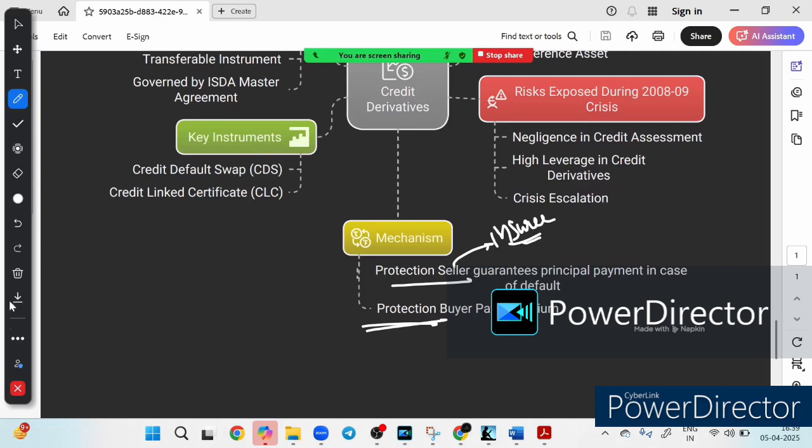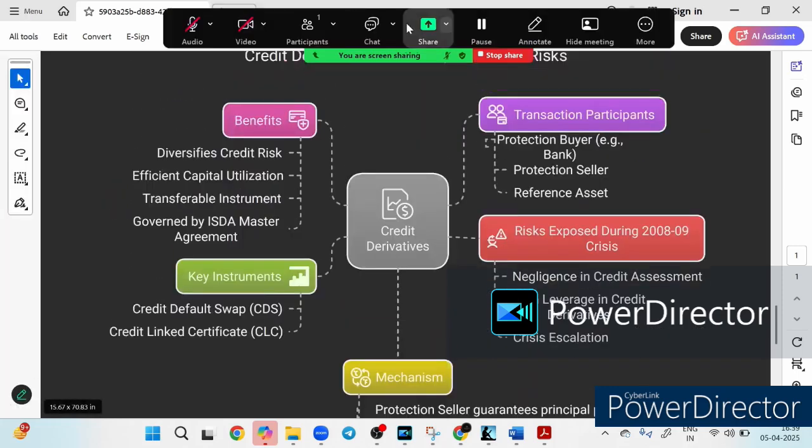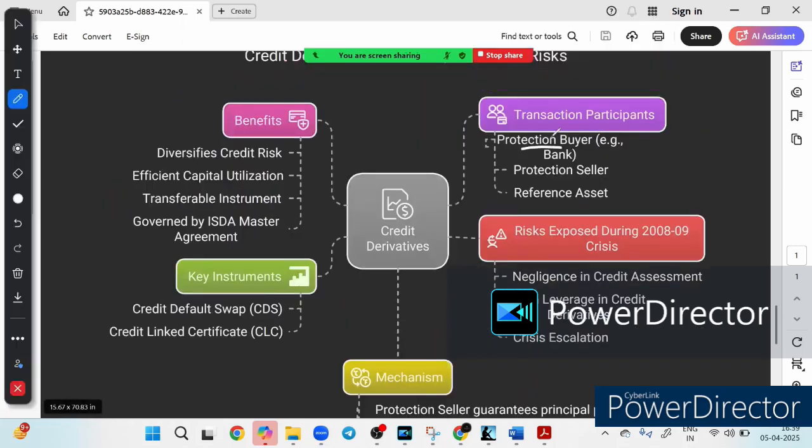That's it. Now, who are the participants in this credit derivative? Let's look at it. The first participant is the protection buyer, right? That means the bank, the investor. They want to hedge against default risk. The second is the protection seller, meaning insurer, meaning hedge fund. They take the risk in exchange for premium. Yes, they get the premium and they take the risk.